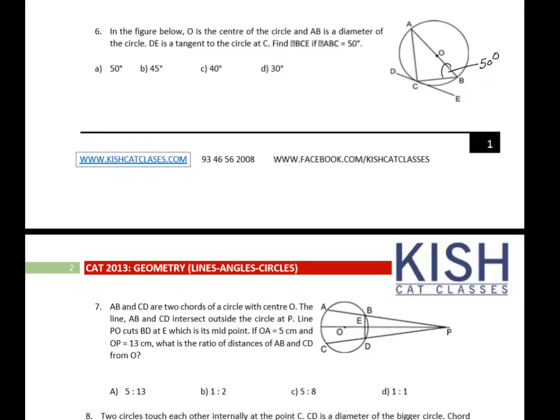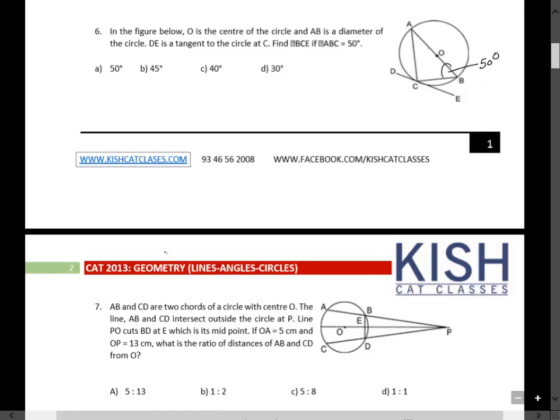Now, what is the use of AB? AB is clearly mentioned to be a diameter, so you can take AB as a segment. The segment AB makes exactly 180 degrees at the center O. So this is 180 degrees, which means that it makes exactly half of it, that is 90 degrees. So if it is 90 degrees, you can say that angle OA equals 40 degrees.